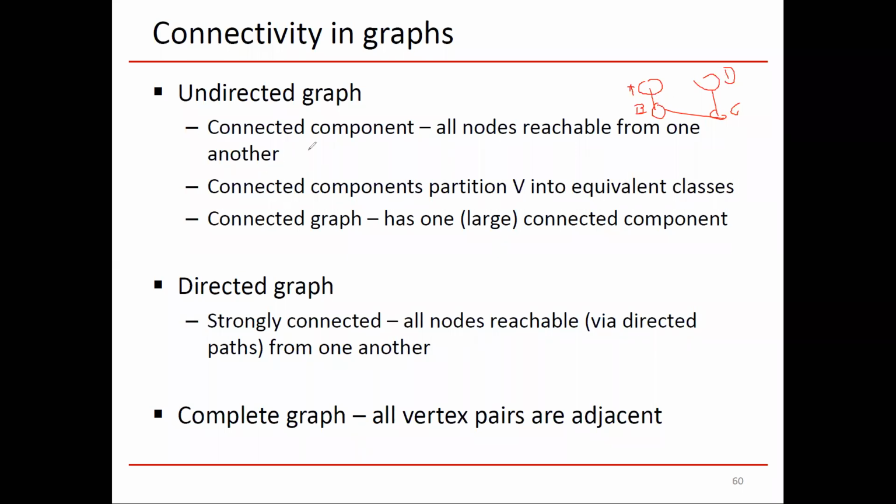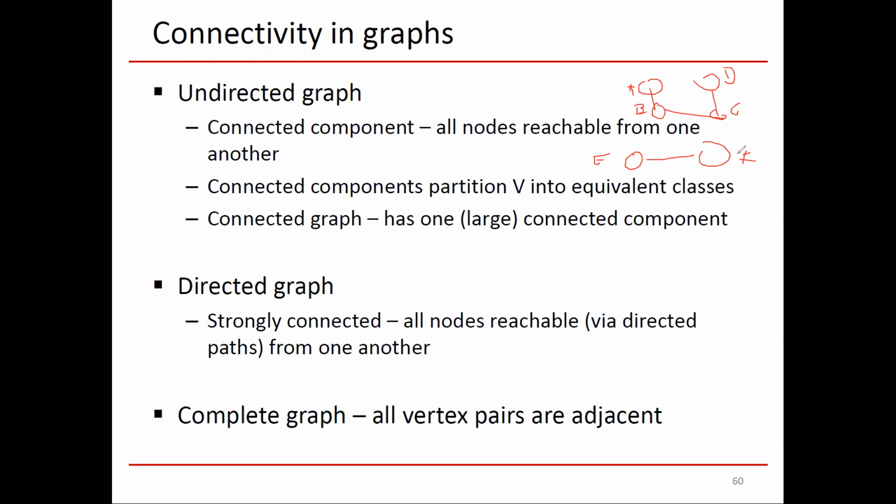So a connected component in an undirected graph means that somehow all nodes in that connected component are reachable from one another. Connected components partition the set of vertices into equivalence classes. So what's an equivalence class? Let's say that this is E and this is F. It means that we have a set, and within that set we have multiple classes. Each of these classes is a connected component. They're all reachable from one another.